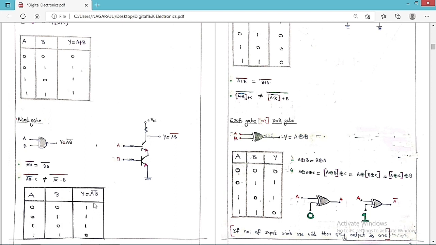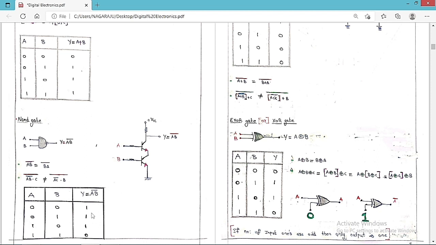For 1 0, A·B = 0, and its complement is 1. And for 1 1, A·B = 1, and its complement is 0. So this is the output expression that we get for a NAND gate. For the NAND gate we get the expression in this format.